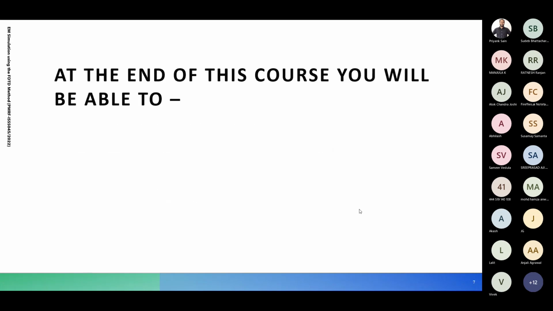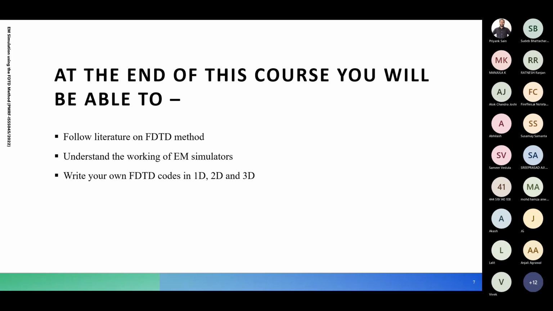So we'll move forward. At the end of this course, what am I offering? You will be able to follow literature on the finite difference time domain method. You take up any paper, you will be able to follow most of it. You will know the working of EM simulators, mostly the simulators which use the finite difference time domain method in the background. You will be able to write your own 1D, 2D, 3D FDTD codes. You will be able to perform EM simulations of wave propagation and their interaction with different media. You will be able to include objects and obstacles with different material properties.